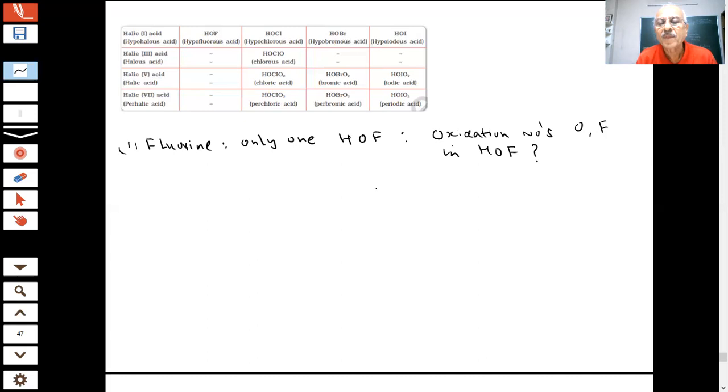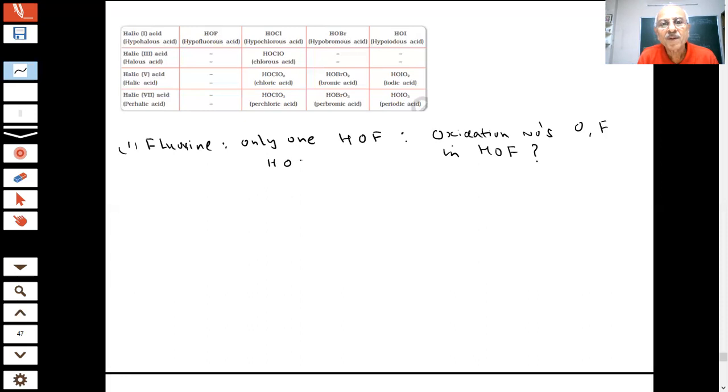Sir, fluorine would be -1. Fluorine will be -1. And what will be oxygen? What will be hydrogen then? Okay, let us see that. Sir, oxygen then would be 0.